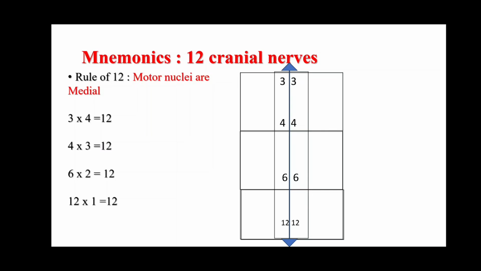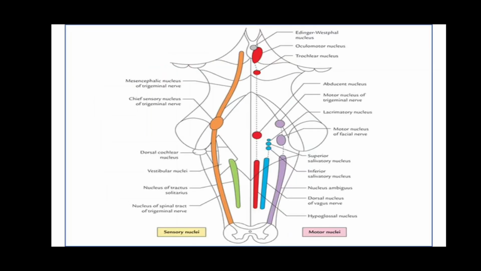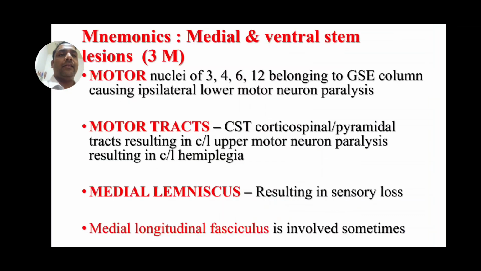Motor nuclei are medial. Whereas sensory nuclei like 5, 7, 8, 9, 10, 11 are present laterally on the side in the pons and medulla respectively. And you can notice here the red colored areas, which are the motor nuclei lying in the paramedian or medial position, and you can see sensory tracts are on the side or lateral.